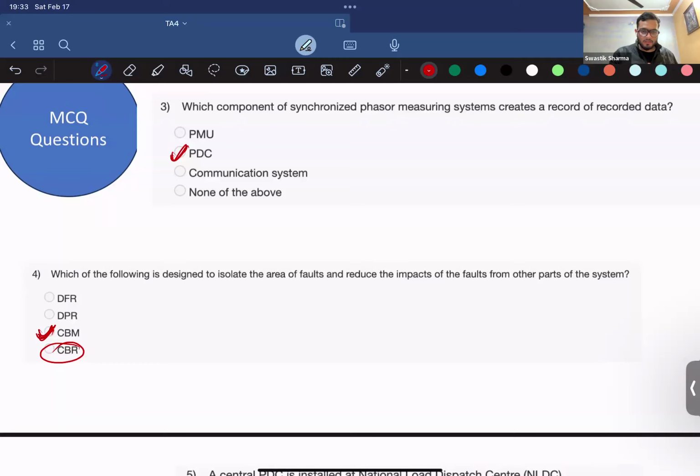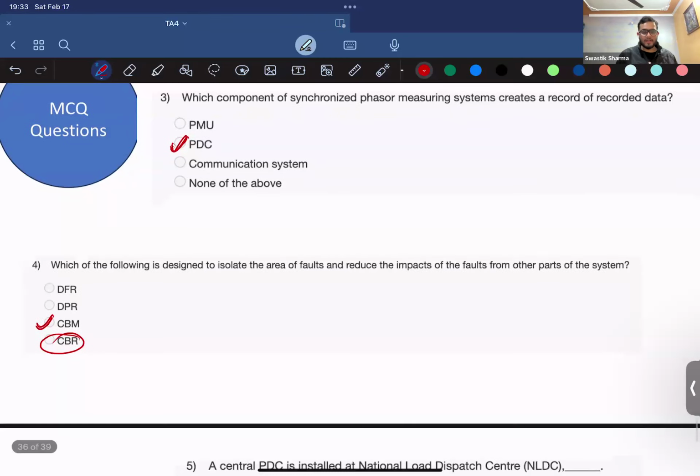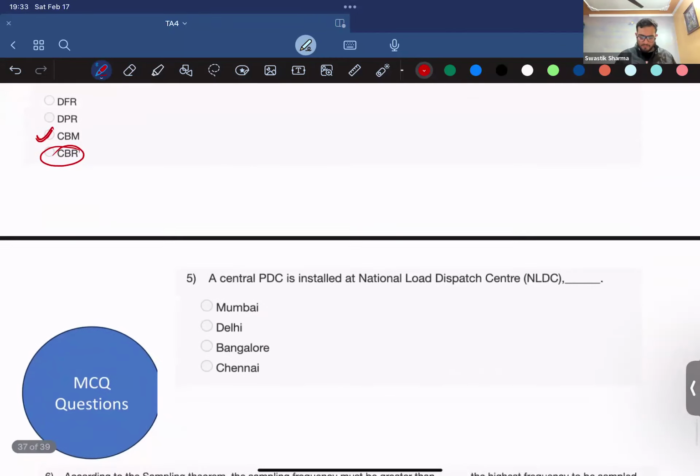Who mentioned third? Shibna. Okay, it's CBM. It's not CBR. It's recorder, I guess. Circuit breaker recorder or data recorder. It's not something that monitors it and isolates it. It's the CBM that does it.